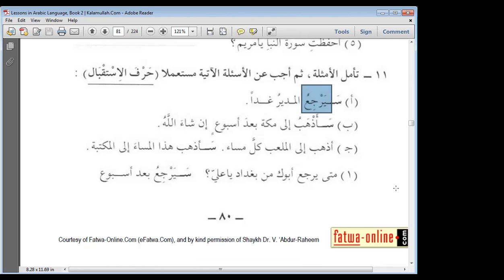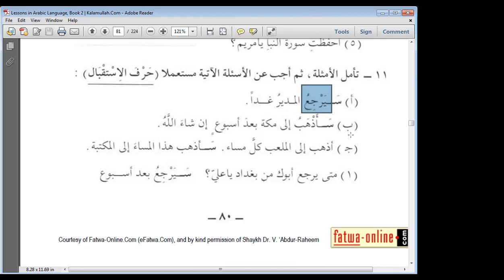So this can only be done for the present tense verb. We can't use that for the past tense, right? You can't take a past tense verb and add a seen to it. No, it won't work, right? You have to add it only to the present tense verb. So we have raja'a yarji'u, present tense, yarji'u. Then we add the seen, we get sa yarji'u. Clear with everyone?